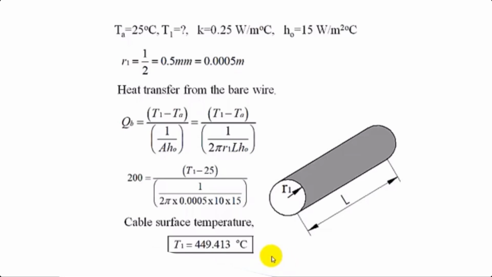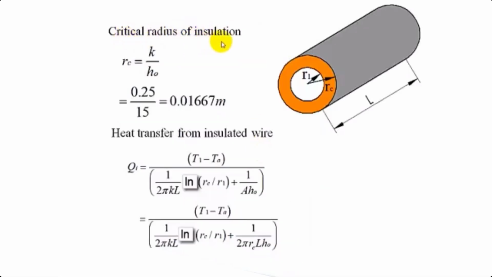This is a very high temperature. This is without insulation. If the wire is dissipating 200 watts, this would have been the temperature of the cable surface. Now, such a high temperature cannot be permitted on a cable. So we are going for insulation. We want to dissipate heat at a faster rate and reduce the cable surface temperature. So we are providing critical radius of insulation.